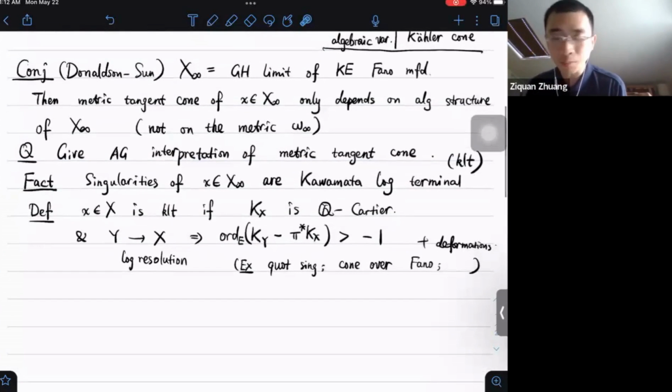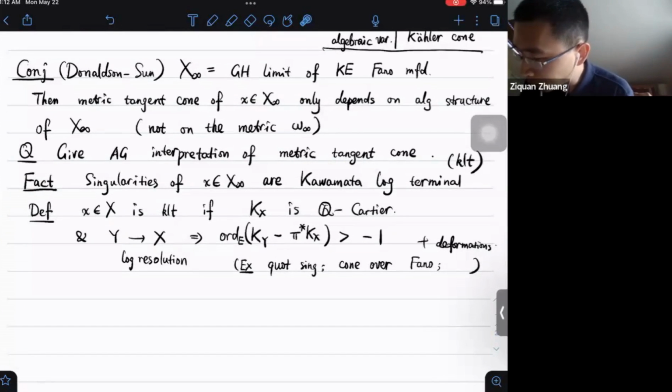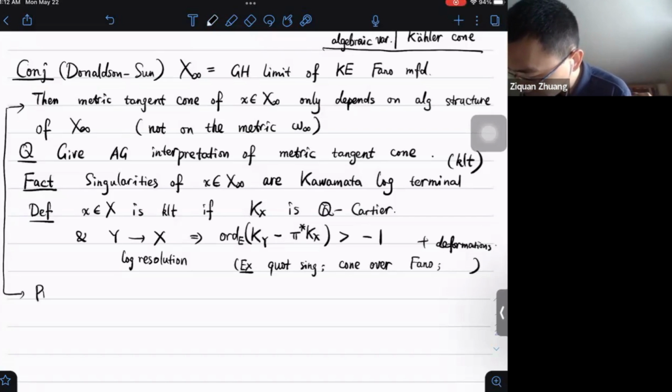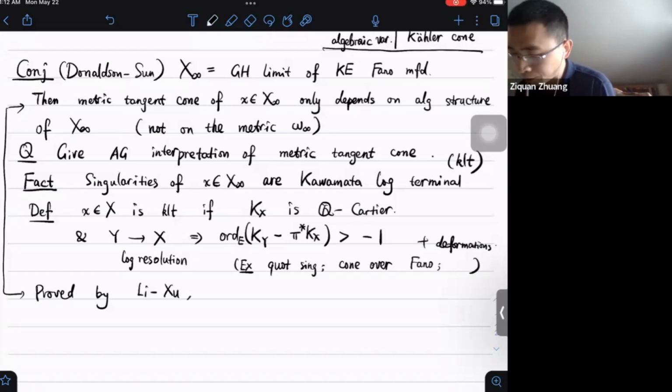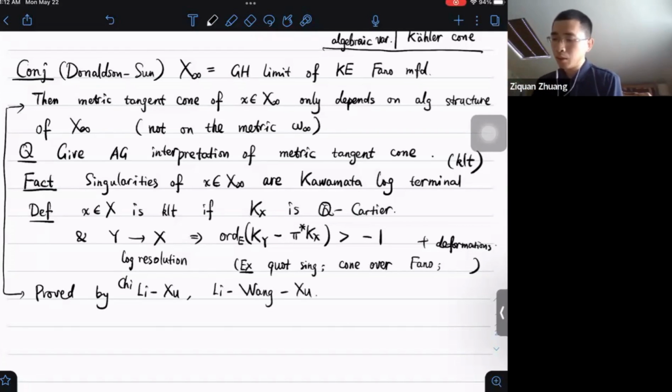Okay, so now let me continue. I should first say the original Donaldson-Sun conjecture was proved in two papers, one jointly by Chi Li and Chenyang Xu, and also by Chi Li, Xiaowei Wang and Chenyang Xu. But all this work actually goes back to an initial insight of Chi Li, where he realized that if you want to give an algebraic geometric interpretation of this metric tangent cone, the key concept comes from the notion of valuations.